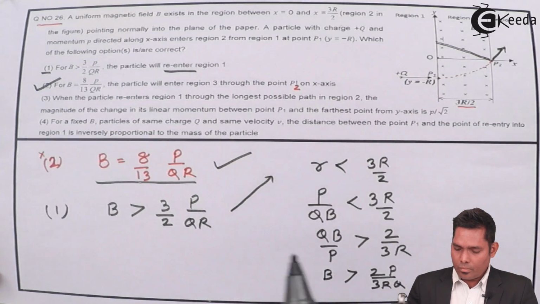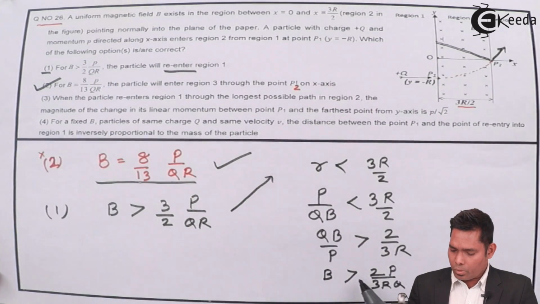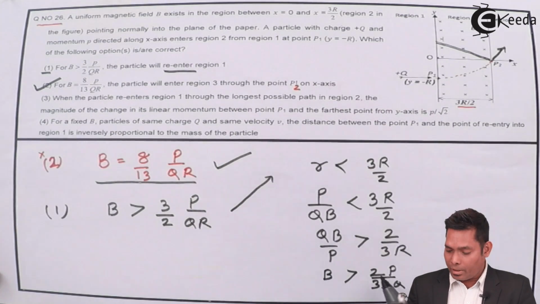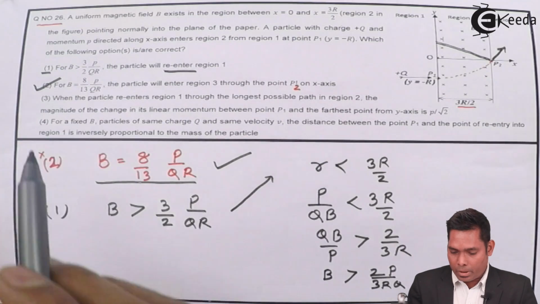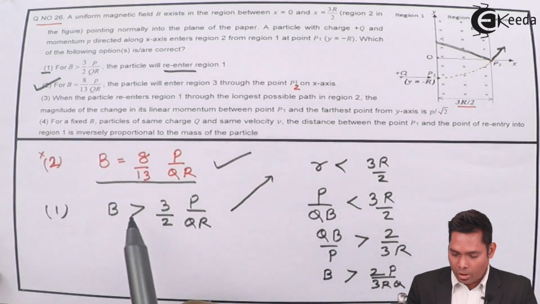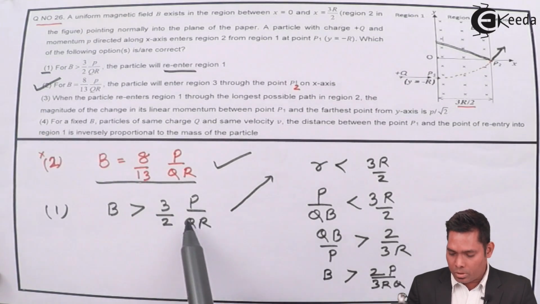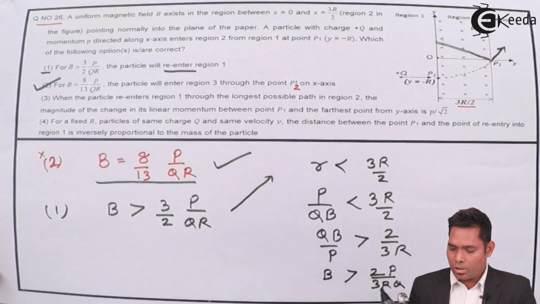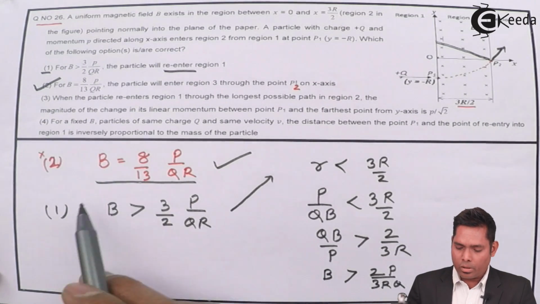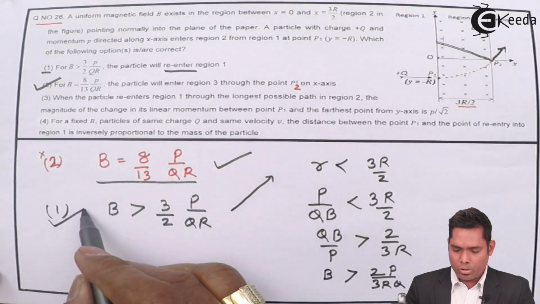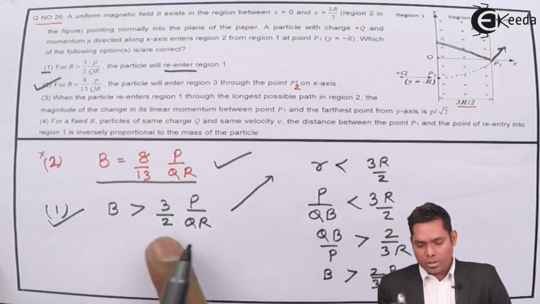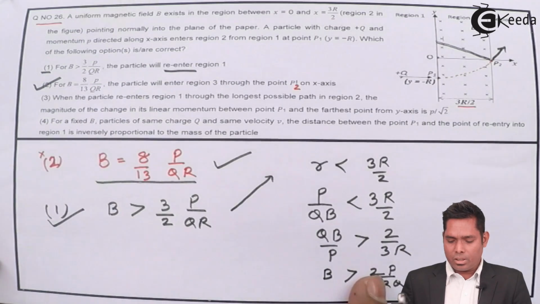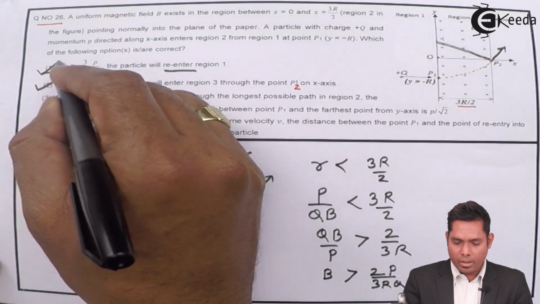If B is greater than this, then it will re-enter. So the magnitude of B should be greater than this value, and this is 2 by 3 times P upon RQ. But here it is given that it is 3 by 2 times. So this is much greater than this. Then it's okay. With this also it will re-enter. So this option is also correct, because this is the condition and this magnetic field satisfies this condition.